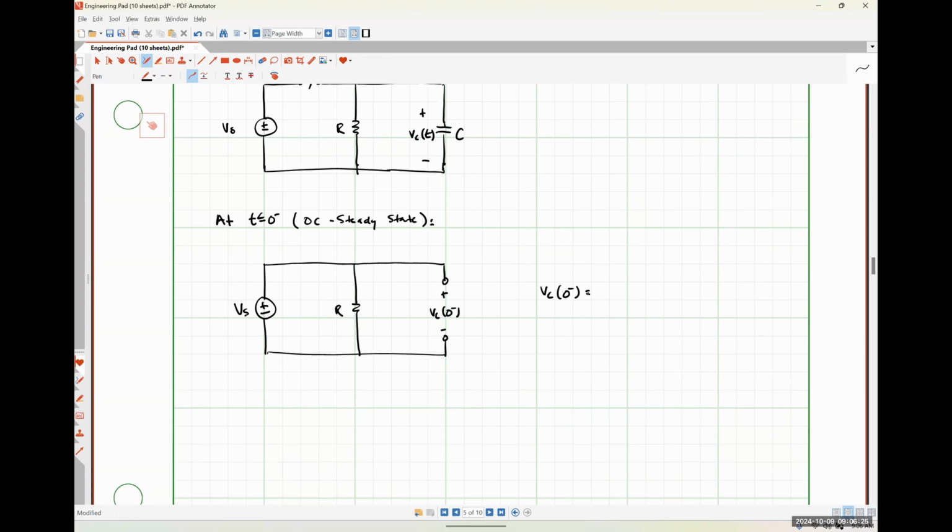So let me reframe the question. The capacitor and the resistor and the voltage source are all in parallel. What's the voltage drop across the capacitor? Vs. Yep.